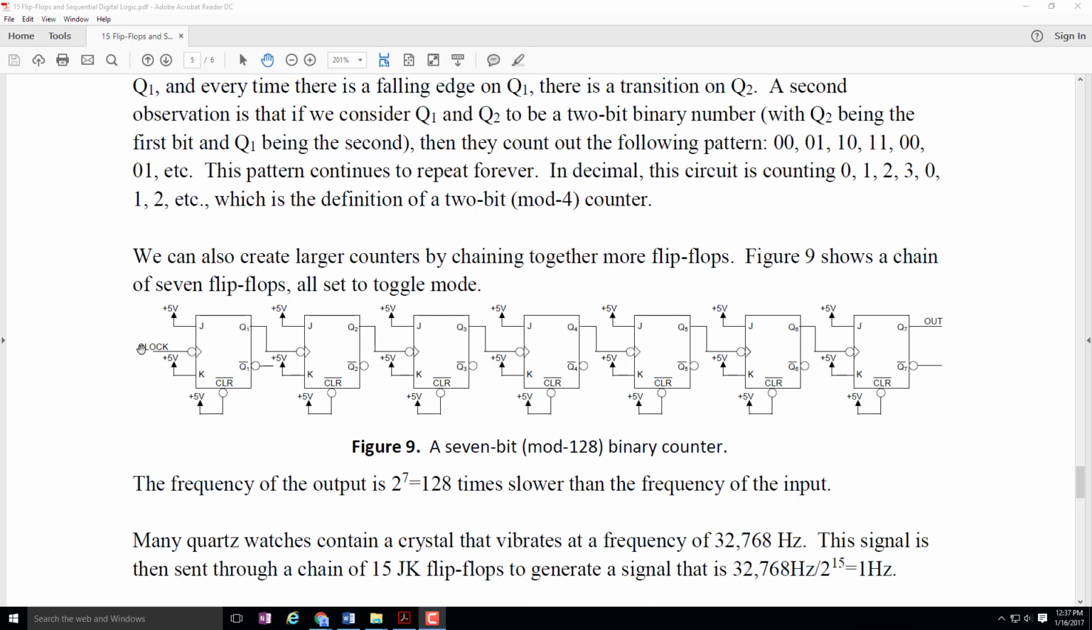The numbers that we can divide by with this configuration are powers of 2. So you just say, what power of 2 is it that you want? Oh, you want to divide by 1024? That means you need 10 flip-flops, because 2 to the tenth is 1024.